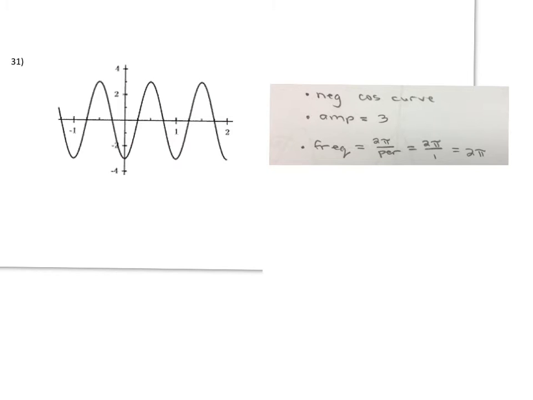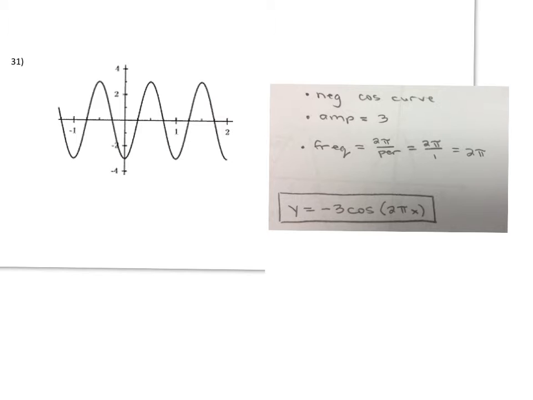Okay, so from here, we can just write out our equation, right? We have a negative cosine curve. The amplitude is 3, and the frequency is 2 pi. And don't forget the x. You want to have 2 pi x, okay?